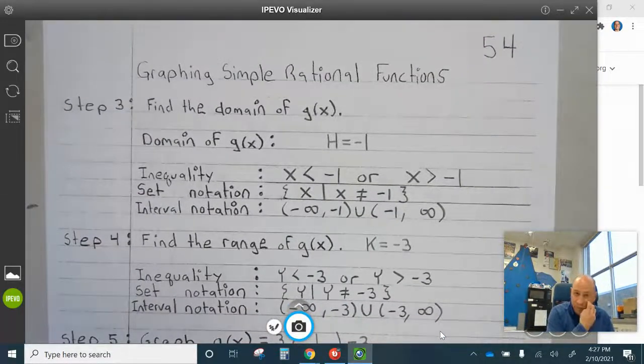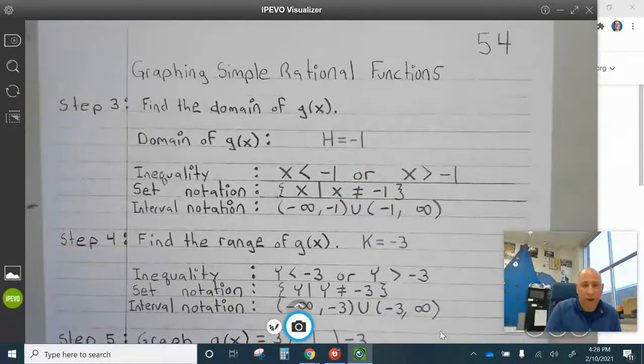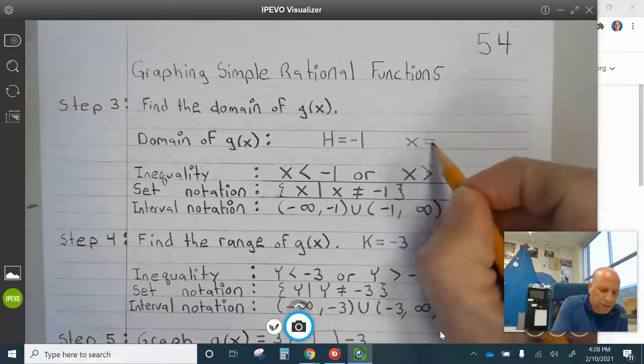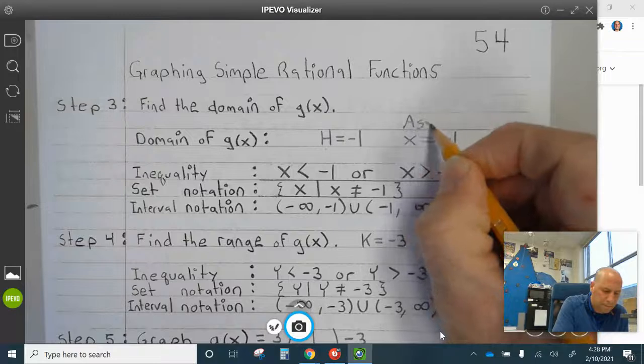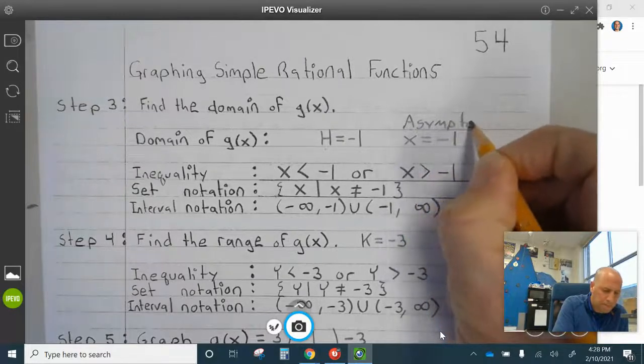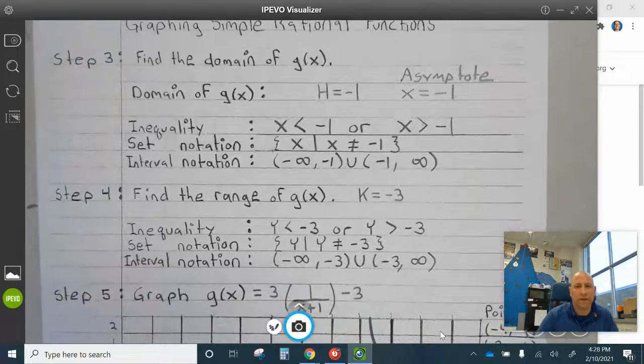Find the domain of g of x. The domain of g of x is based on the h value of -1, okay, which is your asymptote at x equals -1, okay? Okay, so because of that, x is less than -1 or x is greater than -1. In set notation, x such that x does not equal -1, and interval notation is -infinity to -1 or -1 to infinity. Okay?